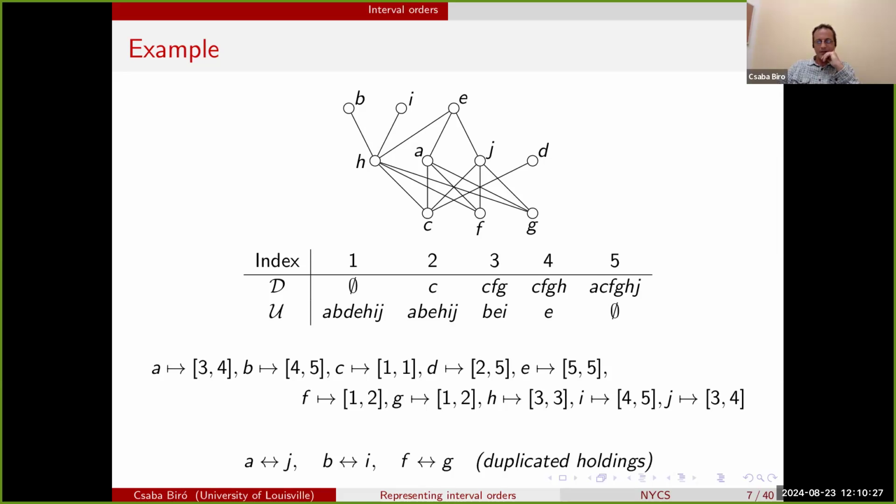Notice that we have another interval here, j, that gets [3, 4]. And why is that? Well, it's because j has the same upset and the same down set as a. They're very similar elements. They're called duplicated holdings, and they have some importance in some of the work that we've done here. Actually, it's quite important in most of these. They can be represented by the same interval. So this interval representation is not a bijection in this case, but that's okay.